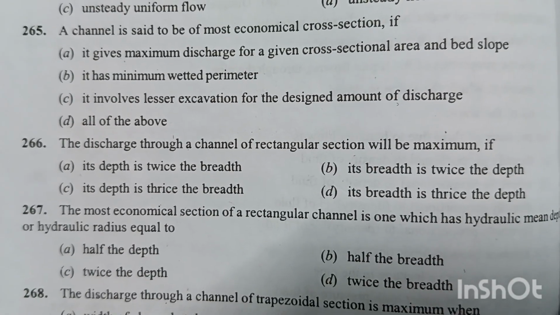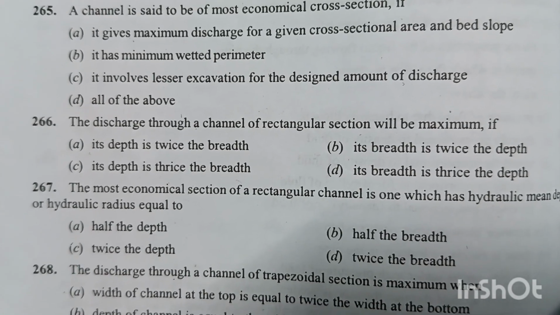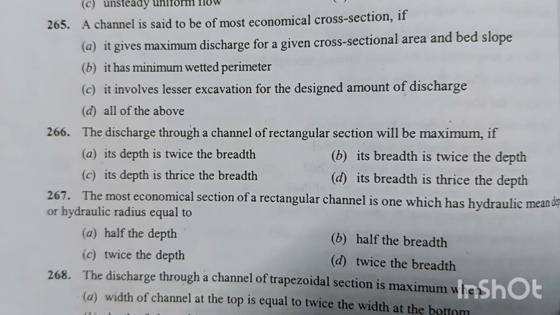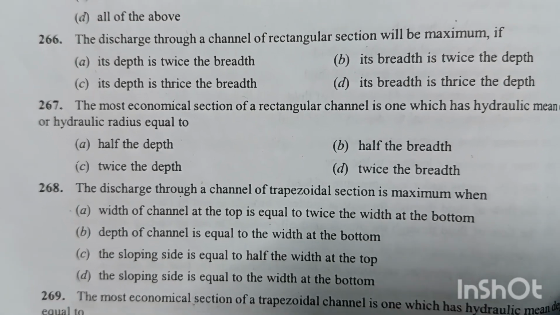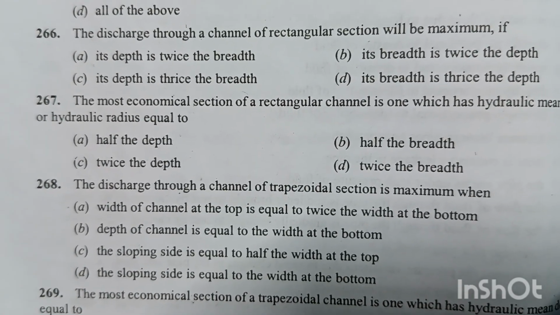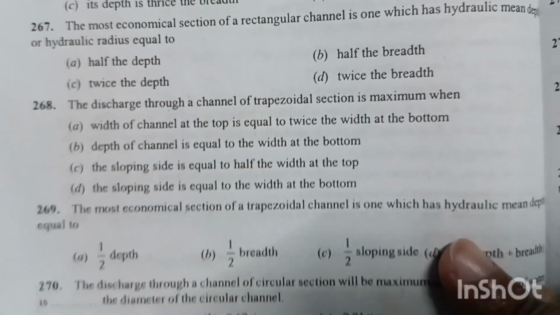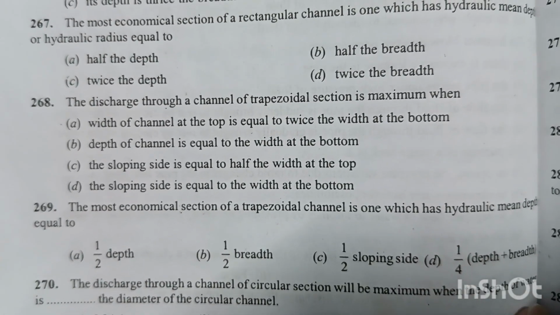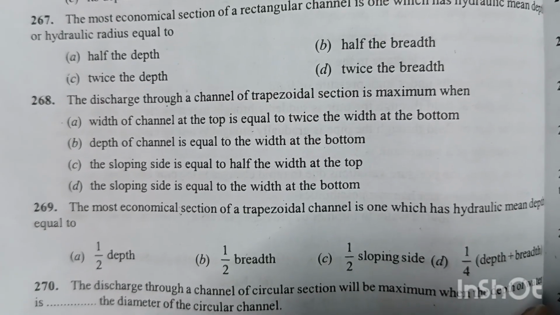Question number 267. The most economical section of a rectangular channel is one which has hydraulic mean depth or hydraulic radius equal to half the depth. Option A is right answer. Question number 268. The discharge through a channel of trapezoidal section is maximum when the sloping side is equal to half the width at the top. Option C is right answer. Question number 269. The most economical section of a trapezoidal channel is the one which has hydraulic mean depth equal to half the depth of the flow. Option A is right answer.